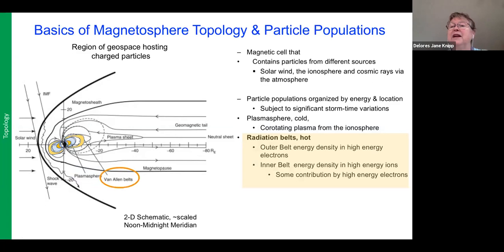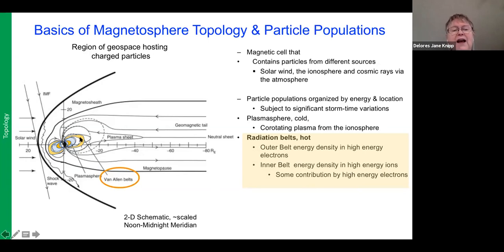And then the radiation belts, kind of the unruly children of the particle population. These are hot, meaning MeV-level particles. The outer belt, which is somewhere between 4 and 8 RE, the energy density is associated with the high energy electrons. If we go into the inner belt, the energy density is associated with the high energy ions. Sometimes you'll hear people talk about the outer electron belt and the inner ion belt. And just be aware that what they're really saying is they're describing the population that's carrying the energy.